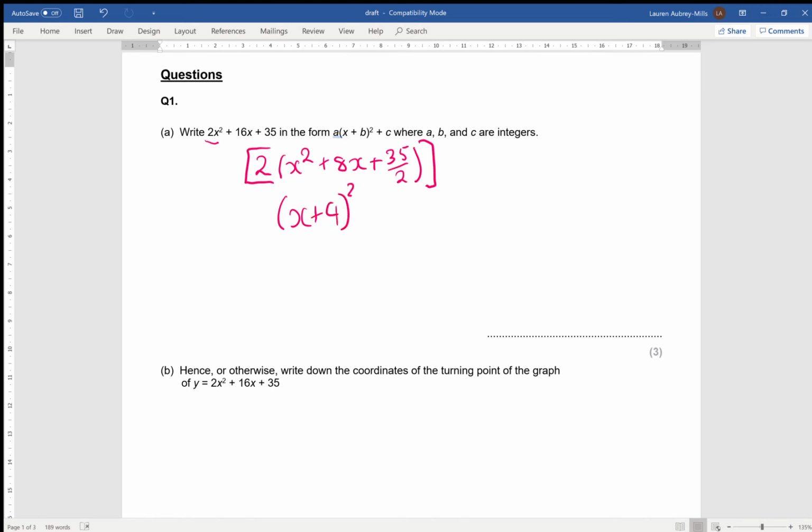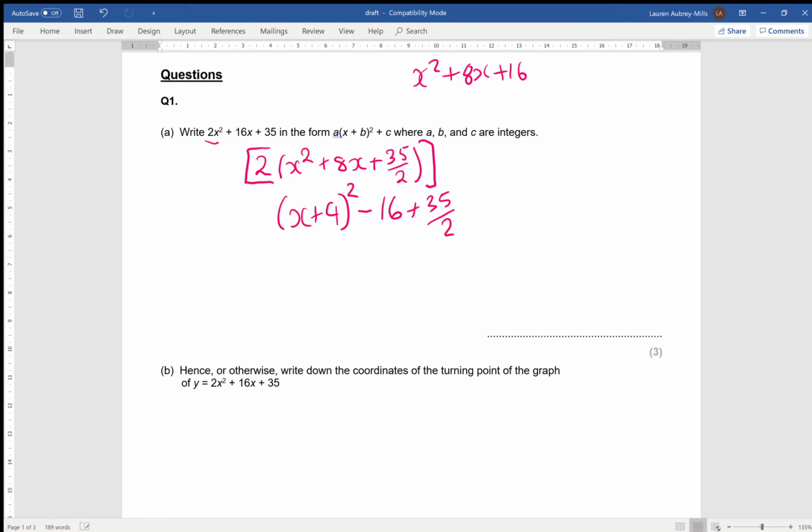Hopefully you know about completing the square, but if I was to expand this out, you would get x squared plus 8x plus 16, because that basically means x plus 4 times itself. So we're happy with the x squared plus 8x part, the first couple of bits, but the 16 we need to get rid of. So we just minus 16, and that means we've dealt with x squared plus 8x.